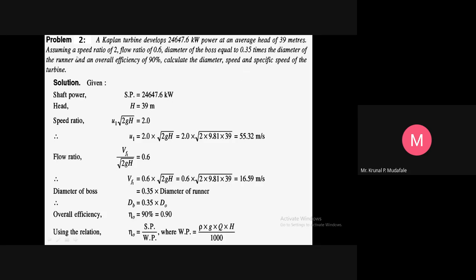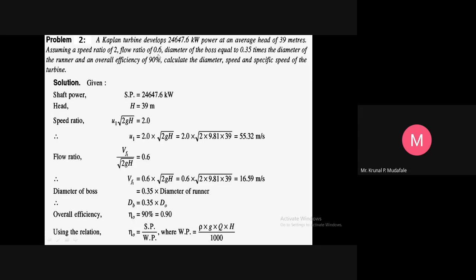Okay, assuming the speed ratio of 2, it uses the speed ratio. What is meant by the speed ratio? We have seen in the theory lecture that the speed ratio is nothing but u1 divided by under root of 2gh. So u1 equals to ku into under root of 2gh. So the speed ratio that is equals to ku, right? So this will be the value for ku. So the speed ratio is available. Okay, ku equals to 2.